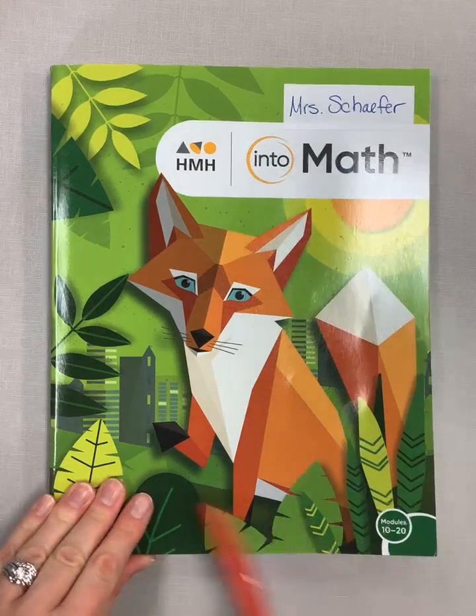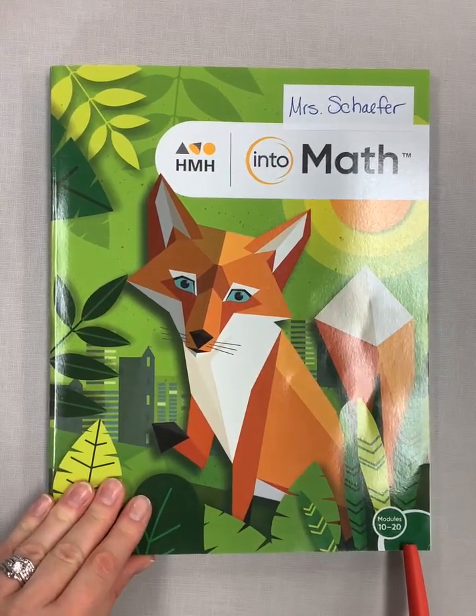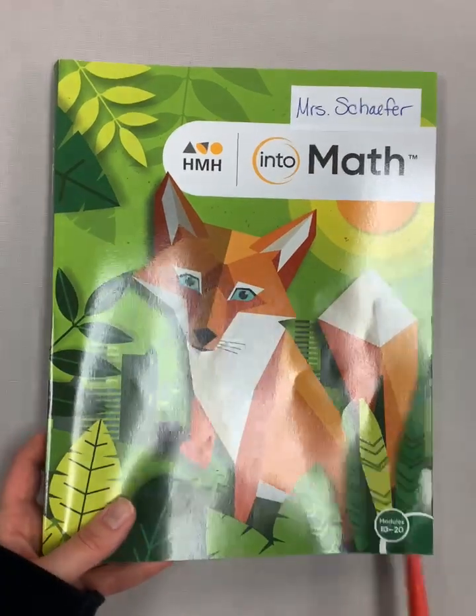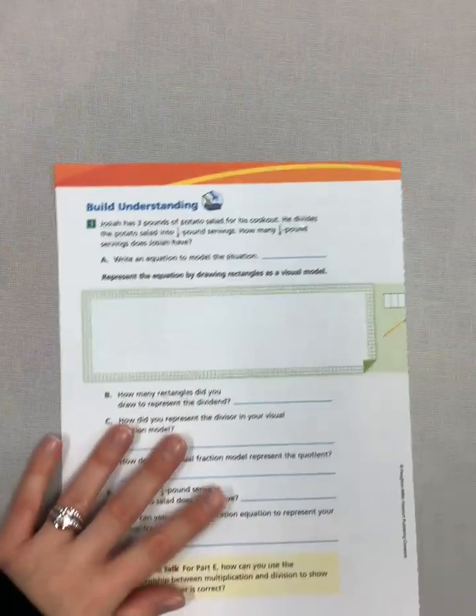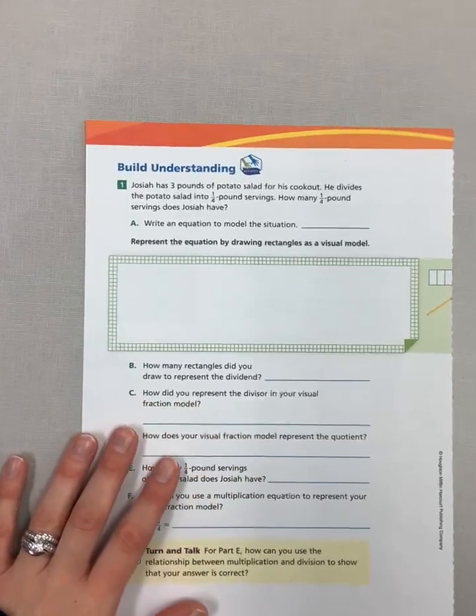So you need to get out your second workbook. It's the one that says modules 10 through 20 at the bottom. And you're going to open up to page 268. We're going to do 268 and 269 today. If you need to pause the video to get that stuff out, please do that right now.